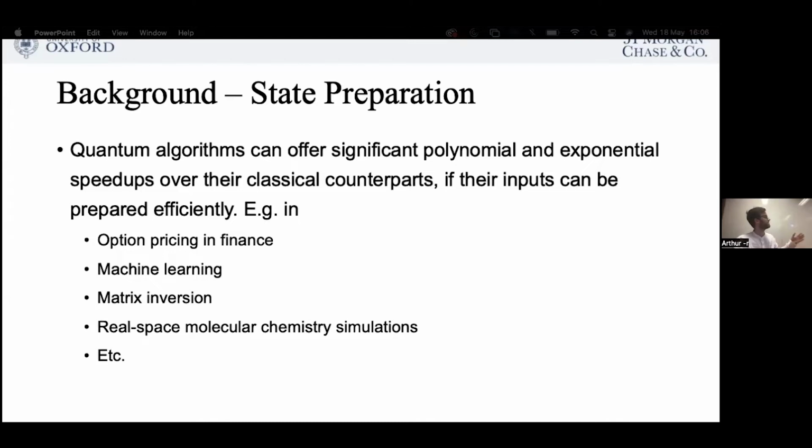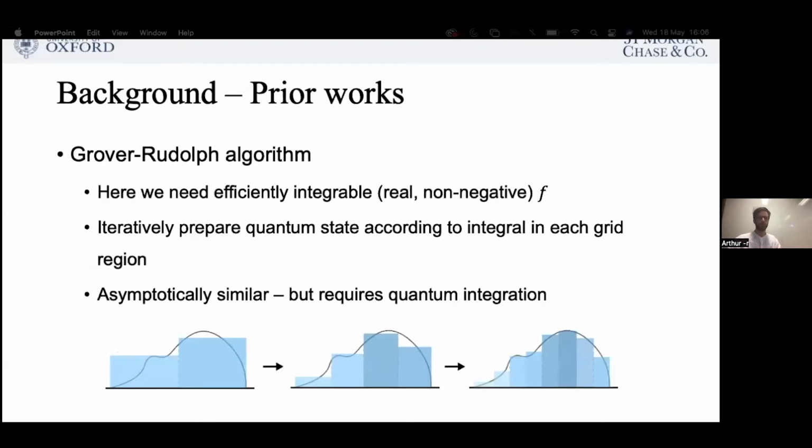There are a number of applications that specifically care about these types of inputs, for example, in option pricing and finance, and in real space molecular chemistry simulations. In these applications, you basically want to have a quantum register that starts off following some discretized continuous function. Then you want to perform some dynamic simulation on it, and then you want to get some output statistics out at the end. There are a couple of existing algorithms that address this problem.